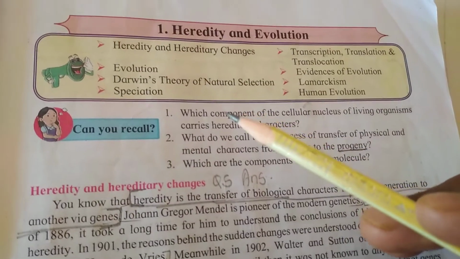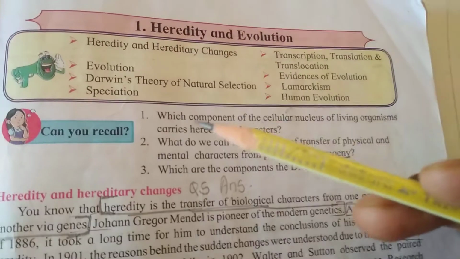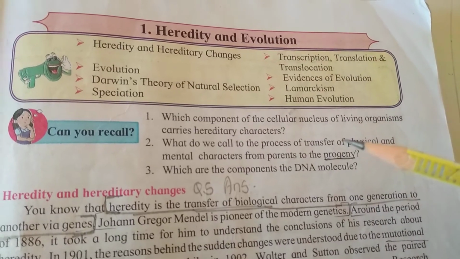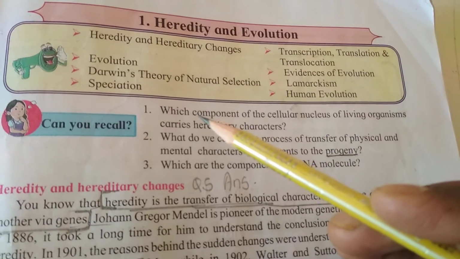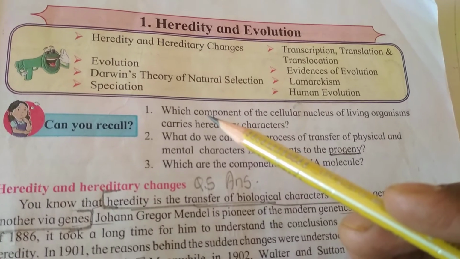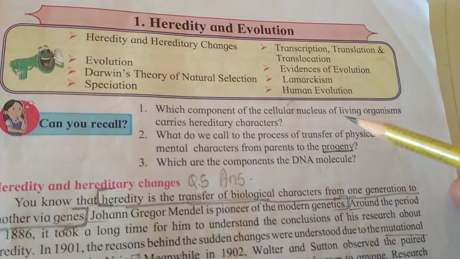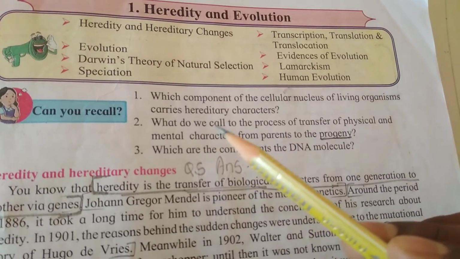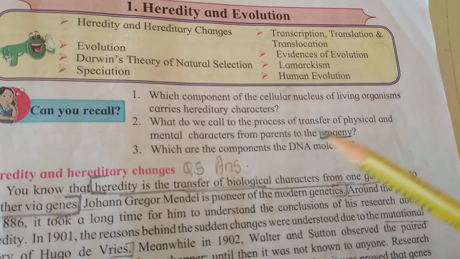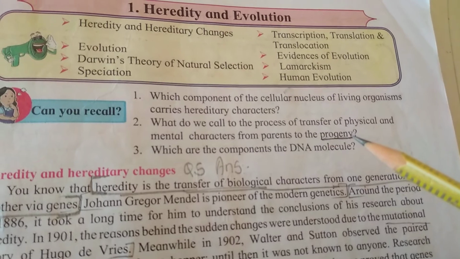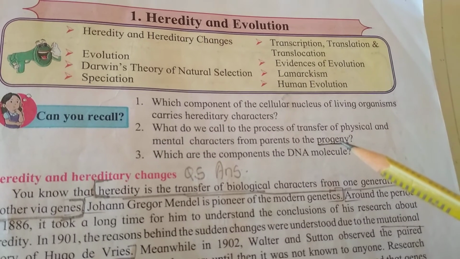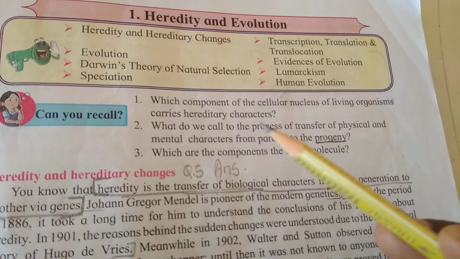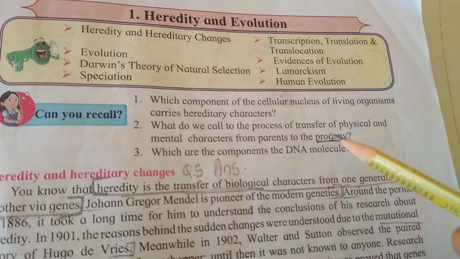Before starting the lesson, just recall some questions. Which component of the cells of a living organism carries hereditary characteristics? The answer is DNA, deoxyribonucleic acid, in the nucleus, which is responsible for carrying hereditary characteristics. Second, what do we call the process of transfer of physical and mental characteristics from parents to progeny? Progeny means children, the young or offspring of animals and plants. The process is called heredity.